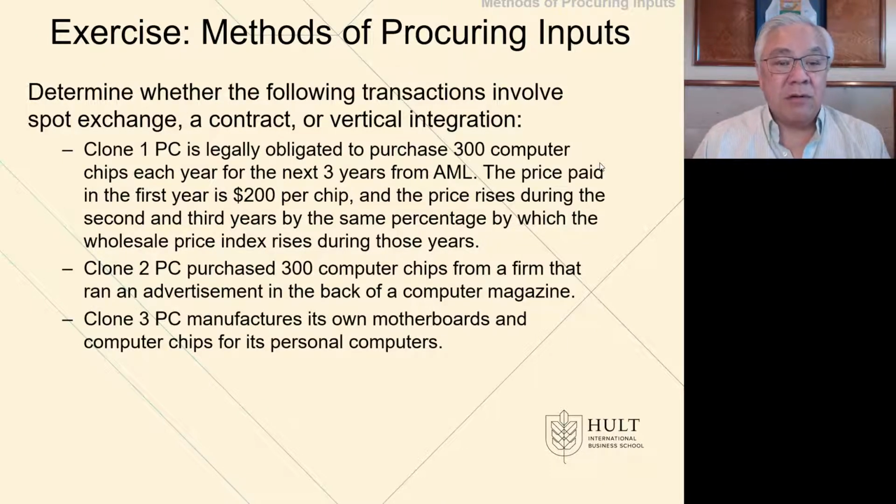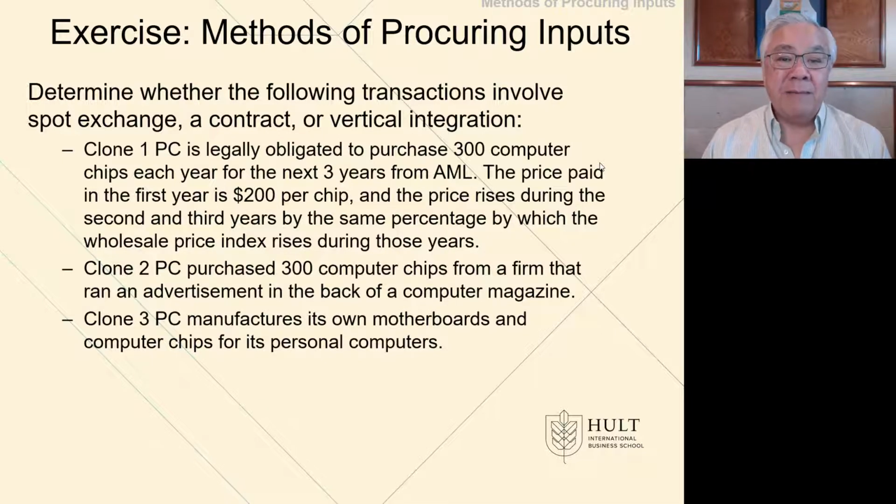The third is Clone 3 PC manufactures its own motherboards anyway, so they decide to manufacture both the motherboards and the chips. And what is that? That's an example of vertical integration. In fact, we saw that before in management accounting. It's called make or buy, and here they decided to make.